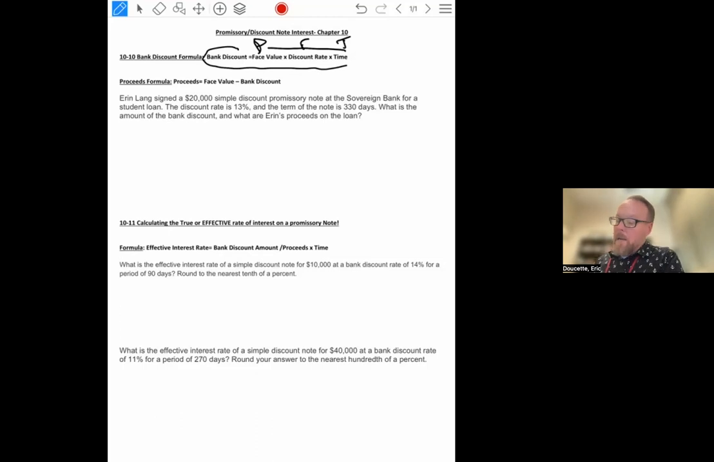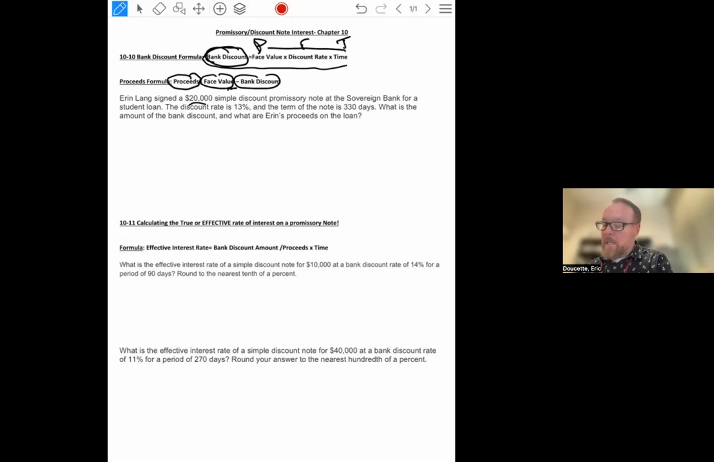I'll explain all that here in a second. Another way to look at it is proceeds are the face value minus the bank discount. So whatever your result is of this, you're going to subtract that from the face value. So again, the bank discounts their interest right up front off of your loan, and then what remains is what we call proceeds. So let me explain in the problem here.